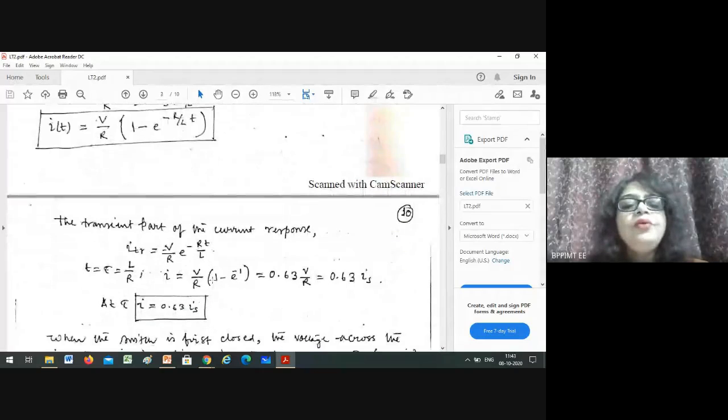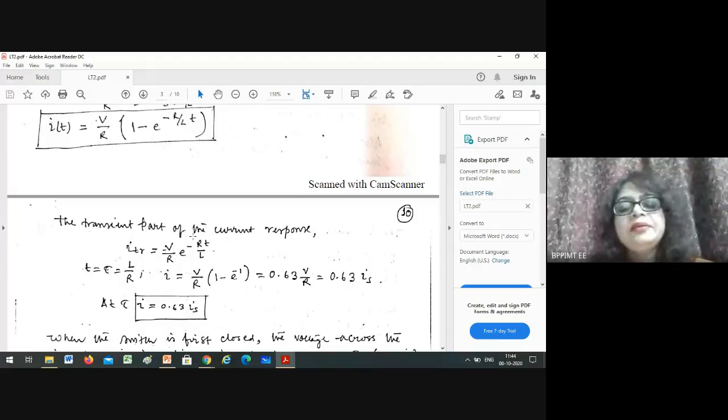Now we come to the transient part. From the equation, it is very clear. What is the transient part? V by R e to the power minus R by L into T. Now if you put T equal to 0, what will happen? E to the power 0 means 1, 1 minus 1 means 0. Then at T equal to 0, you are getting I equal to 0.